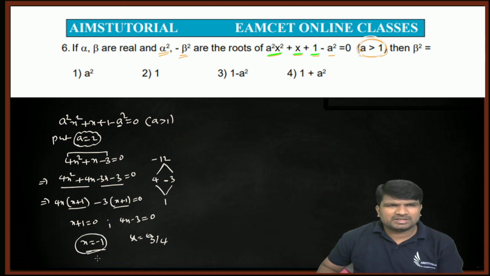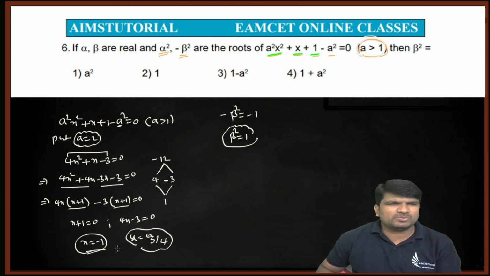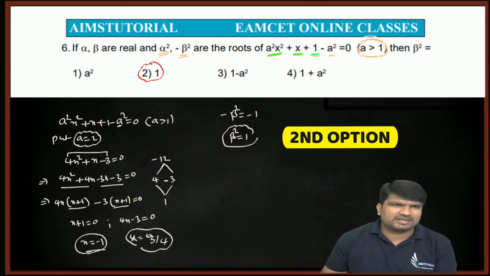What are the roots? Alpha square and minus beta square. So in the options, 3 by 4 is not there. So one root is minus beta square, whose value is minus 1. Then what about beta square? Beta square is 1. So the x values are nothing but our roots, that is alpha square and minus beta square. So minus beta square is minus 1, then beta square is plus 1. Any option is there? Plus 1 means the second option is the right option.